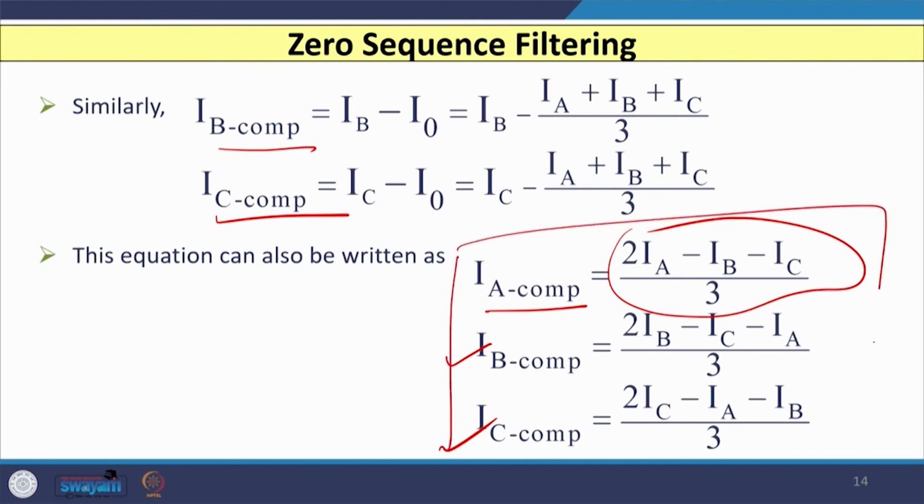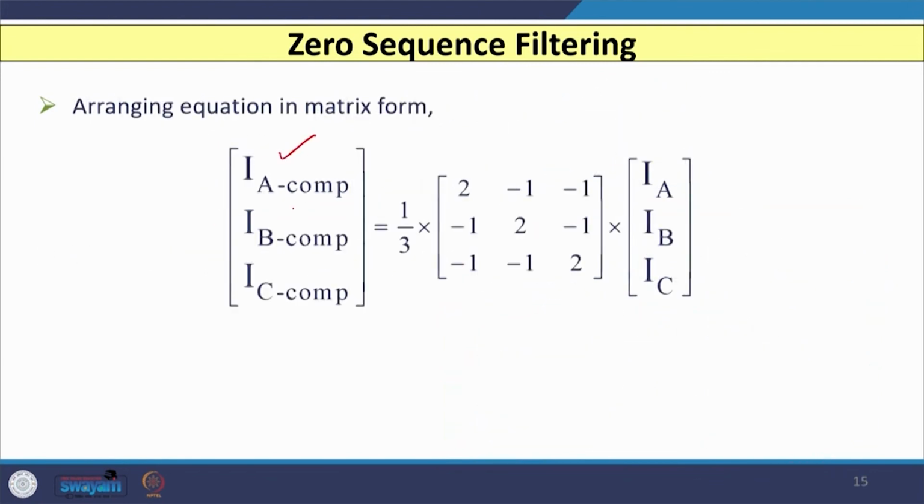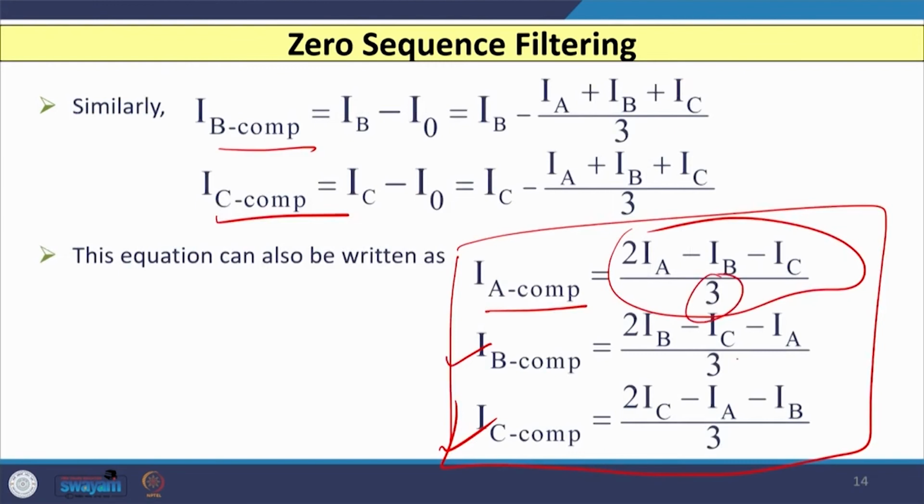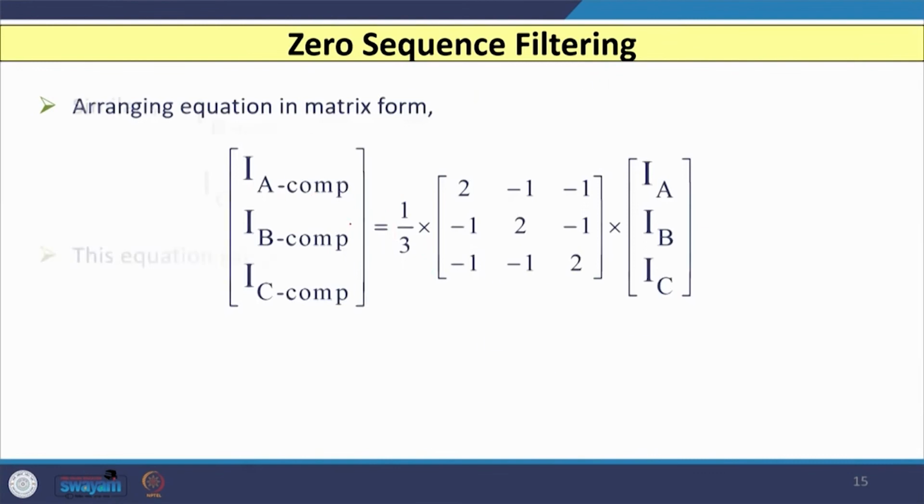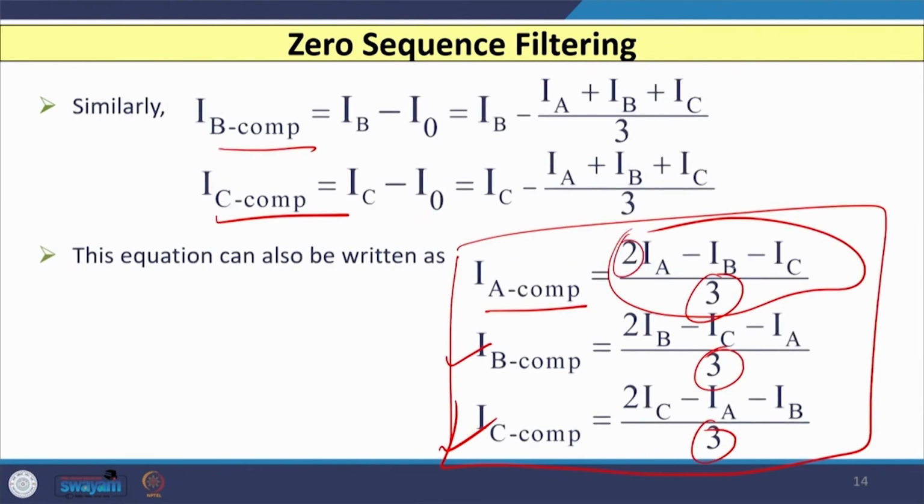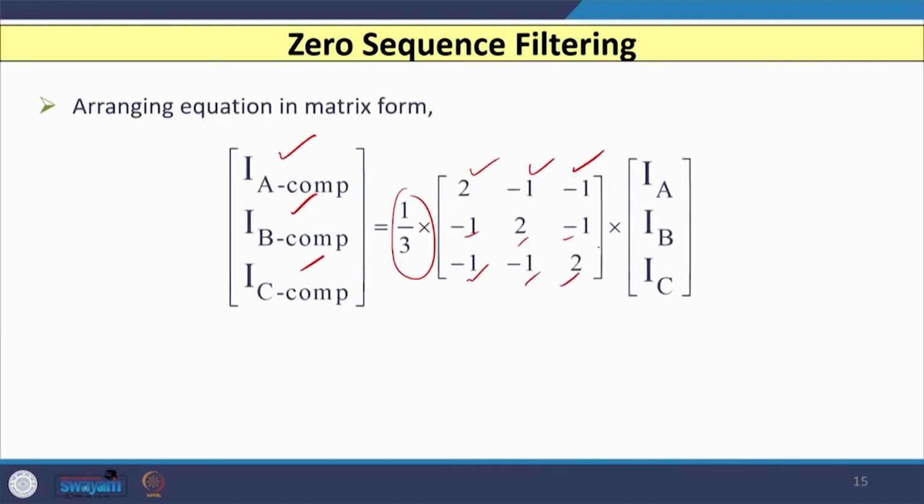If I write this equation in matrix form, then I have the 3 currents on the left hand side, the compensated currents in A phase, B phase and C phase, IA compensated, IB compensated and IC compensated, given by 1/3, since this 3 is common, times a matrix. In the A phase row you have the coefficients 2, minus 1, minus 1. In the B phase row you have minus 1, 2, minus 1. In the C phase row you have minus 1, minus 1, 2. This matrix is multiplied with your 3 phase currents IA, IB, IC. Using this you can easily compensate the zero sequence current in case of a digital relay.